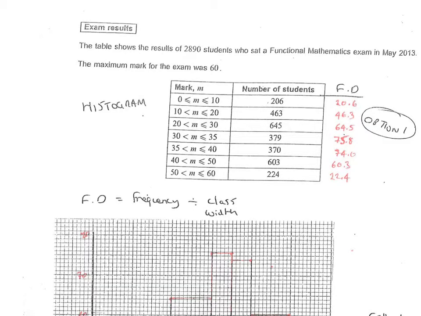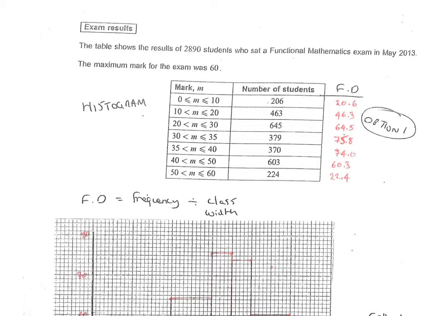This is looking at the table for exam results and doing a histogram. So to do a histogram, we need to work out something called frequency density, which is done by doing the frequency divided by 10, the gap between each group. So the gap between the first and the last number, 206 divided by 10. This number divided by 10. This number divided by 10. This number, though, divided by 5. The gap between 30 and 35 is only 5. So you're doing this number divided by 5.